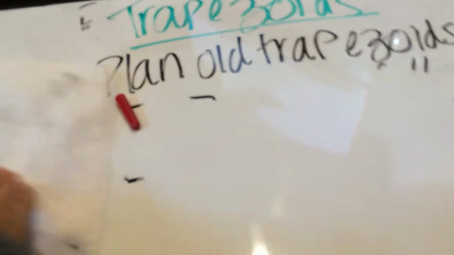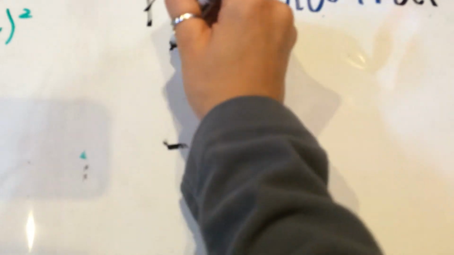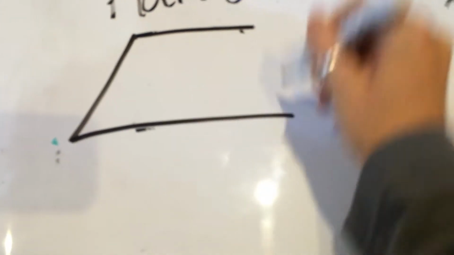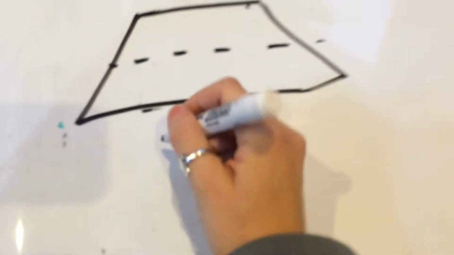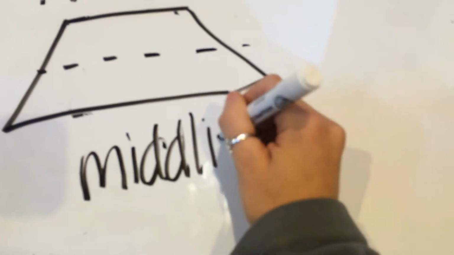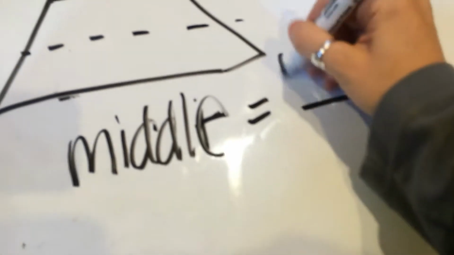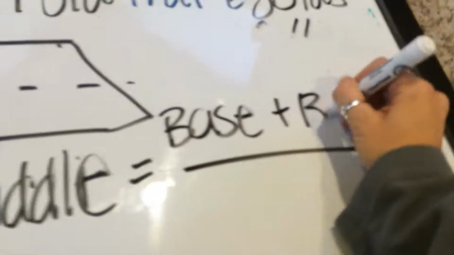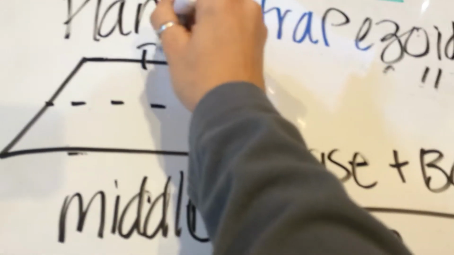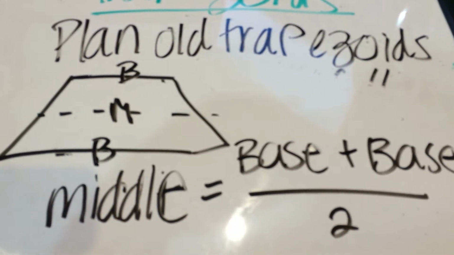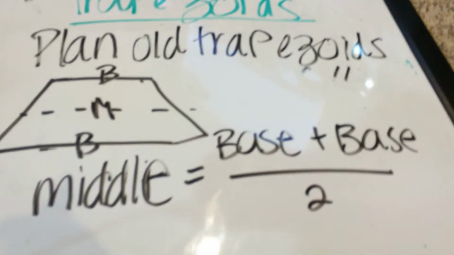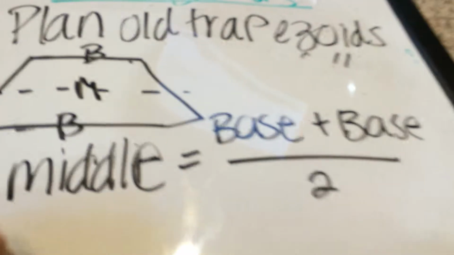Now, we were given a formula for the mid-segments of a trapezoid. So again, here's our funky trapezoid. Mid-segment. It was always equal to the middle line is base plus base all over 2. Do not mix this up, guys. Base is B and B, M, B and B. Be me back. I don't know. Okay? That's that formula.